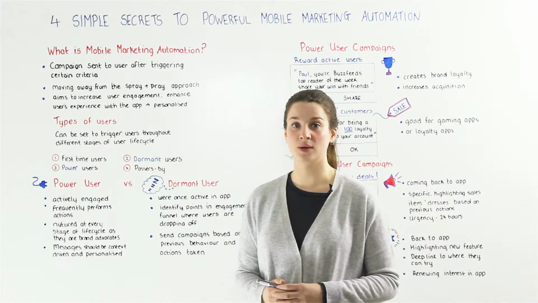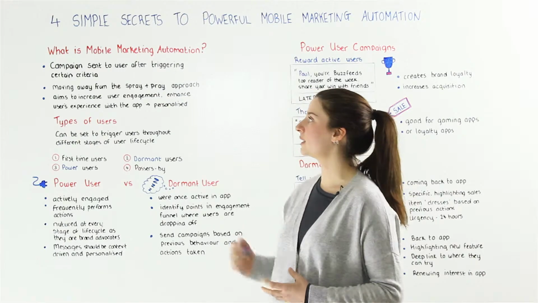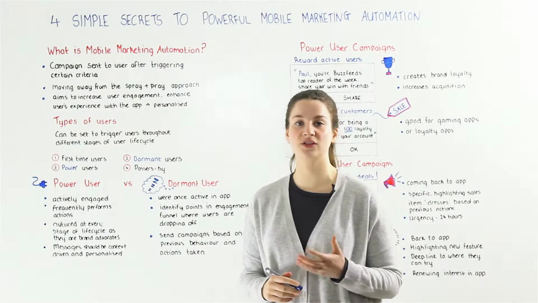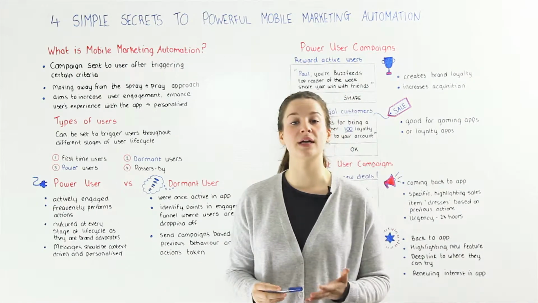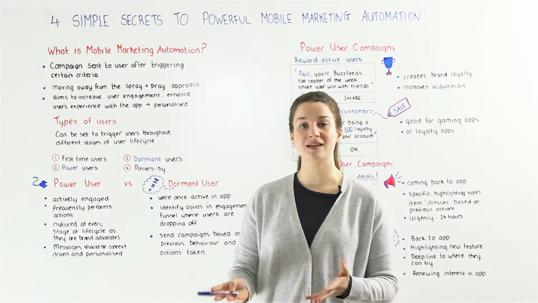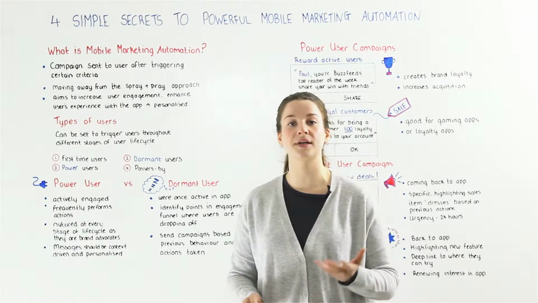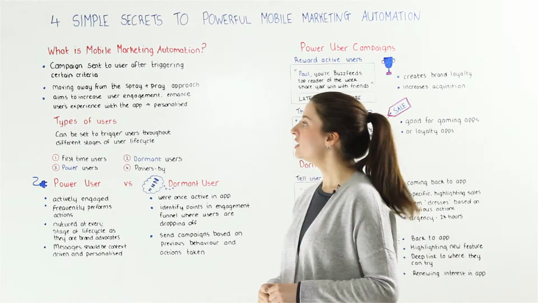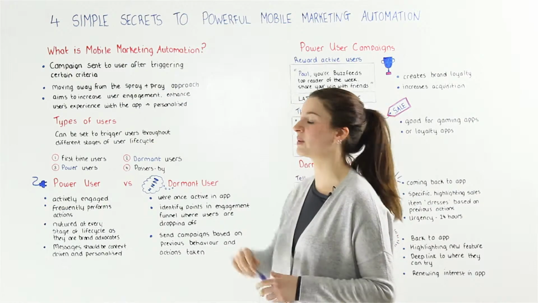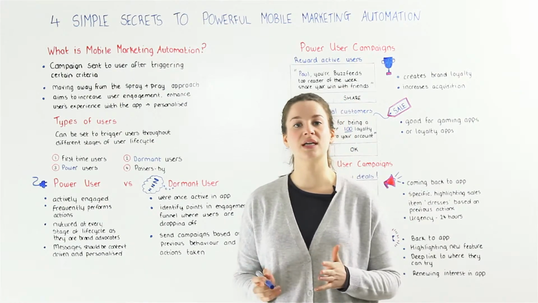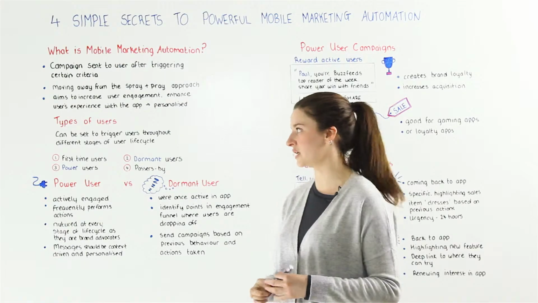So what is mobile marketing automation? It's basically when a campaign is sent to a user after they trigger certain criteria within your app. So it moves away from the whole spray and pray approach, which basically just blasts your users with messages that aren't necessarily relevant or of interest to them. And the aim is to increase user engagement and to enhance the user's experience within the app. And it's very important to keep these messages highly personalized for the end user.